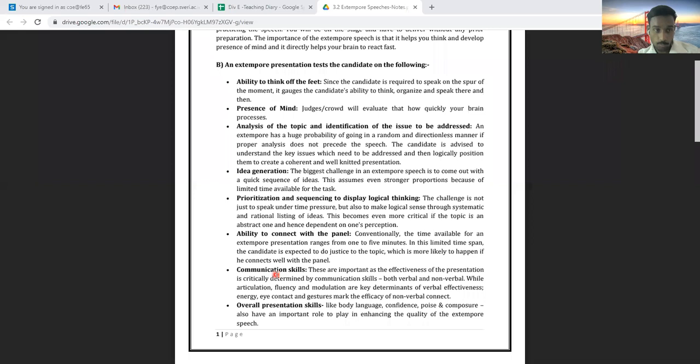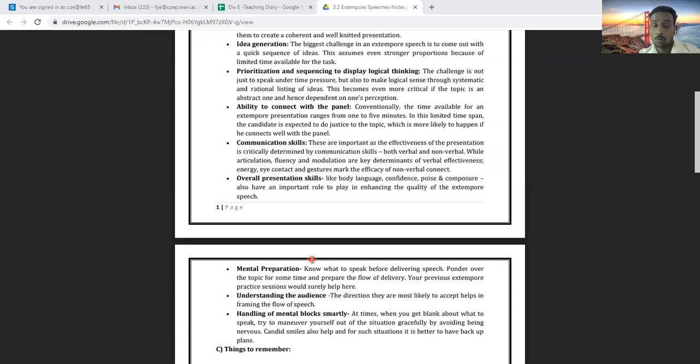Then important is your communication skills. How do you speak, whether you are speaking in English and making some mistakes of grammar, maybe pronunciation, here and there may happen. So your communication skills will be evaluated, and you have to take care about this also. And overall, your presentation skills, like how you are standing in front of the audience, the quality of presentation, your body language, your posture, your gesture, and the way you maintain eye contact with the audience.